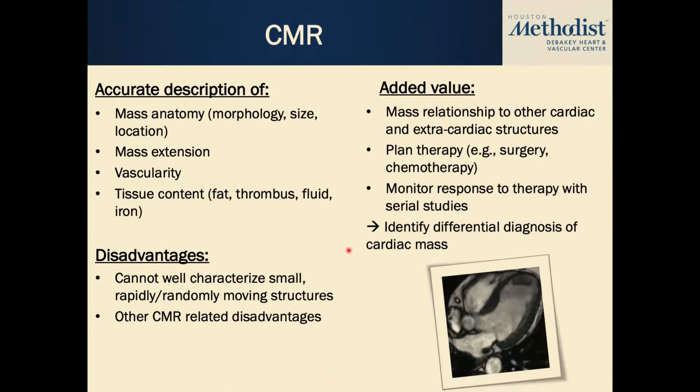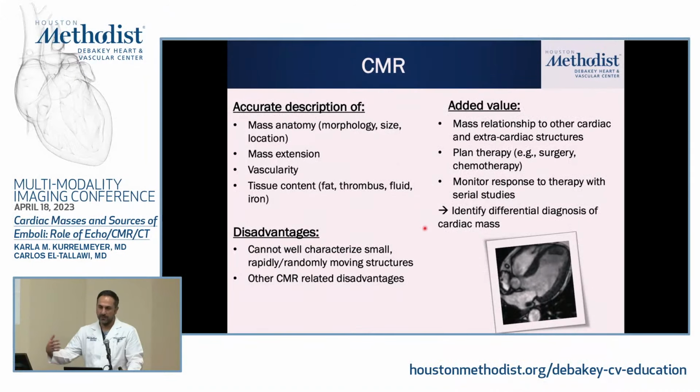On the other hand, MRI is good for the accurate assessment of the anatomy, morphology, size, and the extension of the mass, because it has a wide field of view. So we can see the extension of the mass, the vascularity of it, and the tissue content. The added value is that we can see its relationship to other cardiac or extracardiac structures. We can plan therapy, right? We can do serial imaging because of its consistency and monitor the response, and identify the differential diagnosis based on all this information.